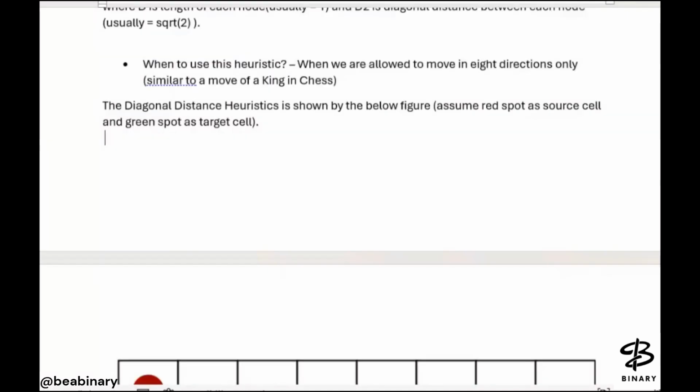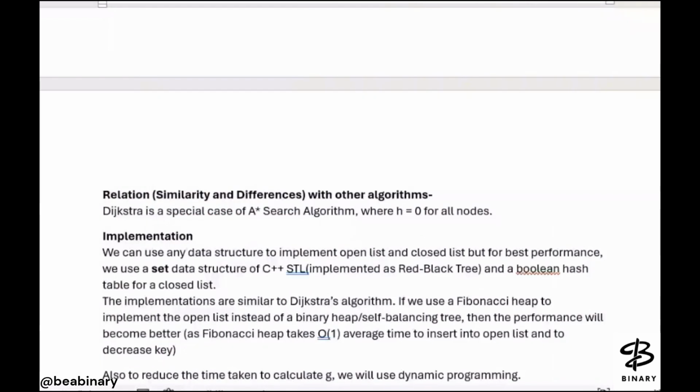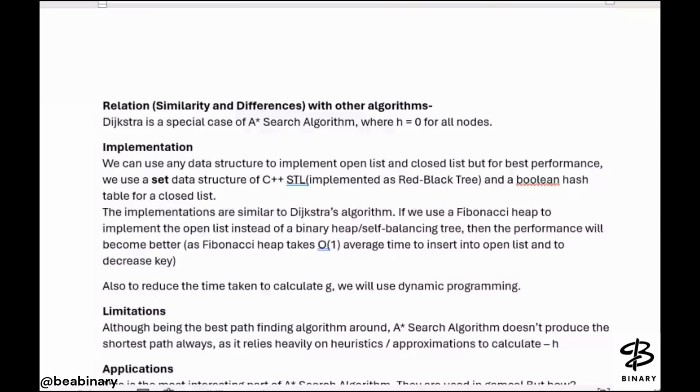First is the Manhattan distance, then the diagonal distance, and then the Euclidean distance here. So what is the relation, what are the similarities and the differences with the other algorithms here? Dijkstra is a special case of the A* search algorithm, where h equals 0 for all nodes.